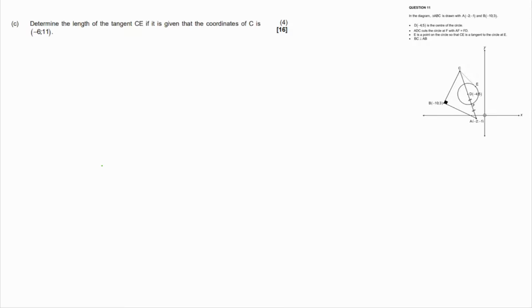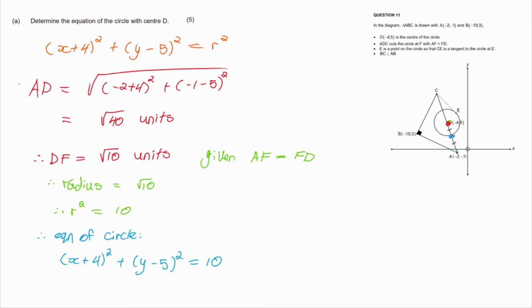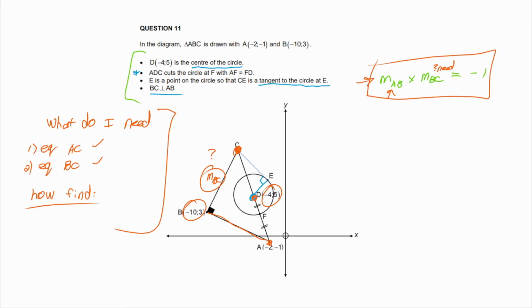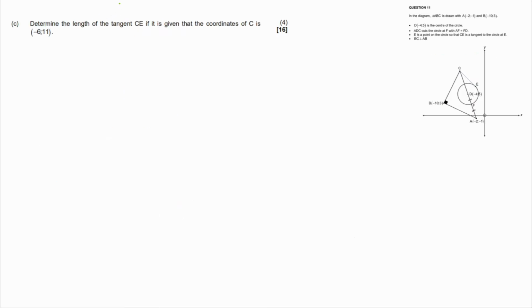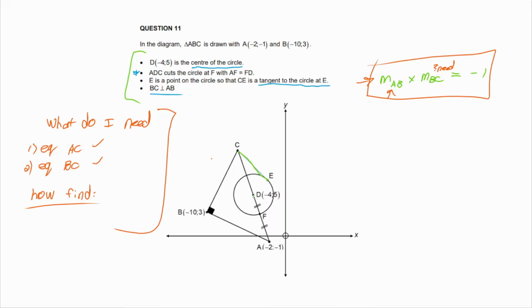So now they say determine the length of tangent CE if the coordinates of C are given. All right, so let's go back to our big diagram. Let's see, they want the length of this tangent CE. Let's just confirm. Yeah, they want the length of tangent CE. But remember, we know that this is 90.